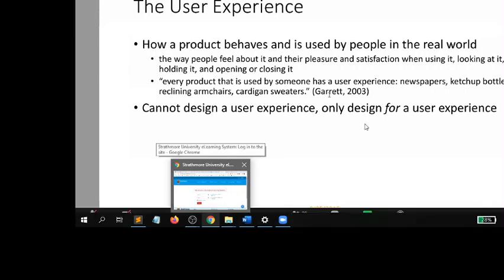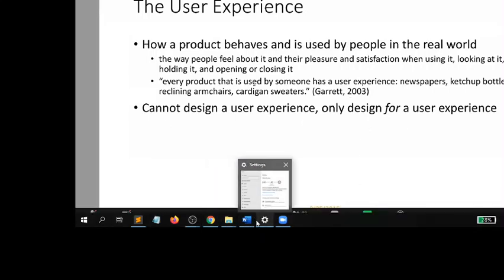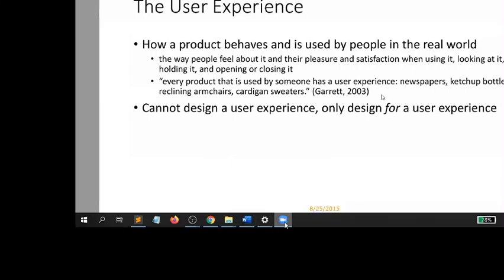And therefore, this gentleman known as Garrett actually says that every product that is used by someone has a user experience. Every product. Now, yours is a system which is going to be used by somebody. It must have a user experience. And I was trying to give an example here of a newspaper. You realize that people like different newspapers, maybe in terms of the layout, in terms of the content it has, in terms of the fonts and such kind of things, and even others in terms of the look. Here's an example of a ketchup bottle. For those of you who like French fries, you will definitely note that there has been a change in the way that bottle looks, and many other things.